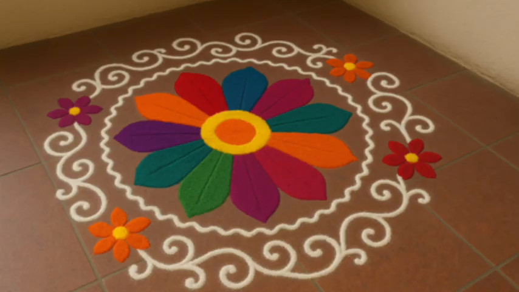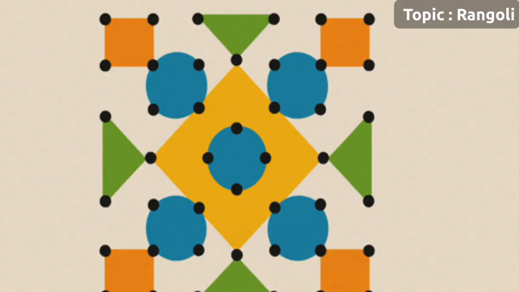Hello students. Have you seen a rangoli at your home? Topic: Rangoli. It's a beautiful pattern made on the ground using dots and shapes. Sometimes we use flowers, colors, or even chalk to draw it. If the rangoli looks different, something might be missing or out of place.